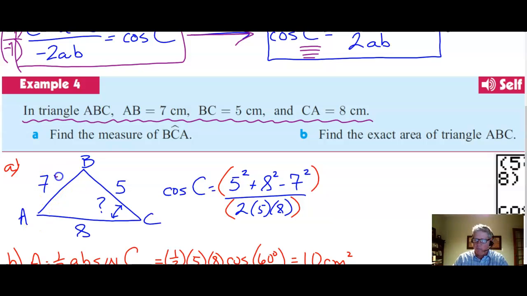AB is 7, BC is 5, and CA is 8. Notice we're given 3 sides, and now we're finding the angle. And the angle they want is with the vertex C, so that's right here. So what's important about this? We've got a formula. Great, there it is.